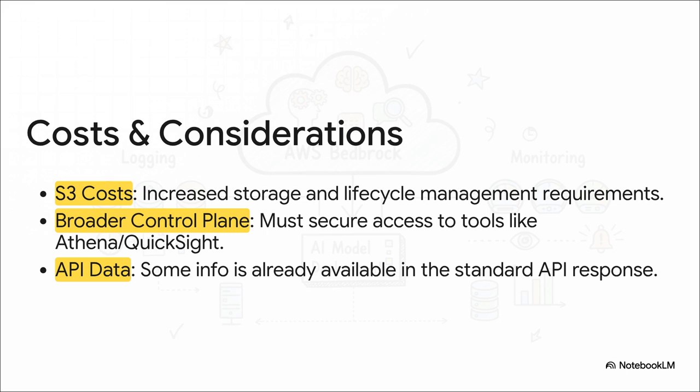First, you're going to have some increased S3 storage costs, and you'll need a plan for data lifecycle management. Second, your control plane just got a little wider. You now have to think about securing access to this data in tools like Athena or QuickSight. And finally, it's worth remembering that some of this info, like token counts, is actually already in the standard API response without any extra work. Logging just centralizes it and archives it for you.